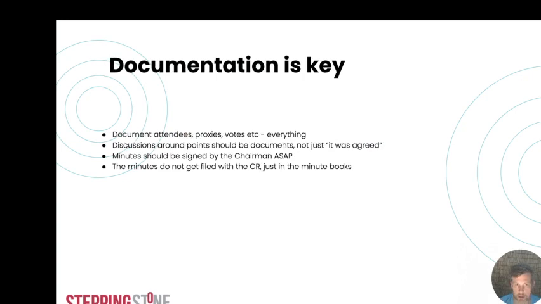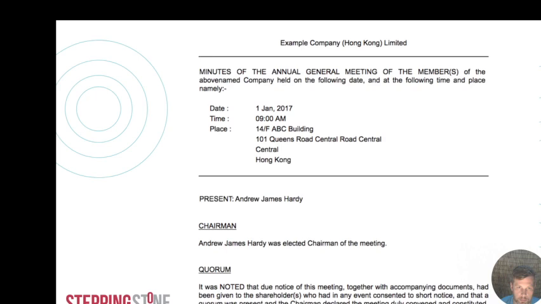Next is the documentation. So make sure you document who attended, apologies, the proxies, the votes, everything you can. Make sure you write it down because it will be forgotten quite quickly. Any discussion around points should also be documented. So we don't just say it was agreed, we point out any points of discontent or things that were explained in further detail. The minutes should be signed by the chairman as soon as possible, and the minutes don't get filed with the company registry, they just get sent to the minute books. So they're not a point of public record as such.